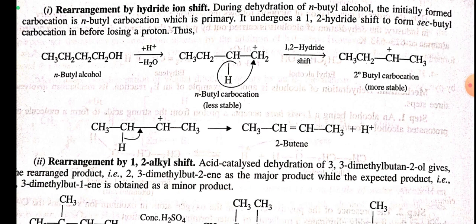Rearrangement by hydride ion shift. During the dehydration of n-butyl alcohol, the initially formed carbocation is n-butyl carbocation, which is primary. It undergoes 1,2-hydride shift to form secondary butyl carbocation before losing a proton.